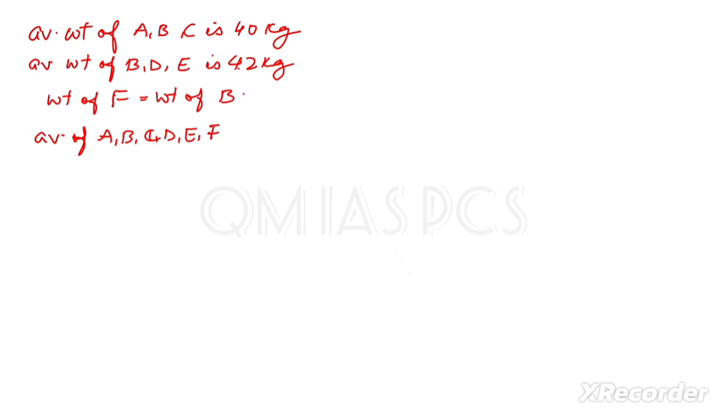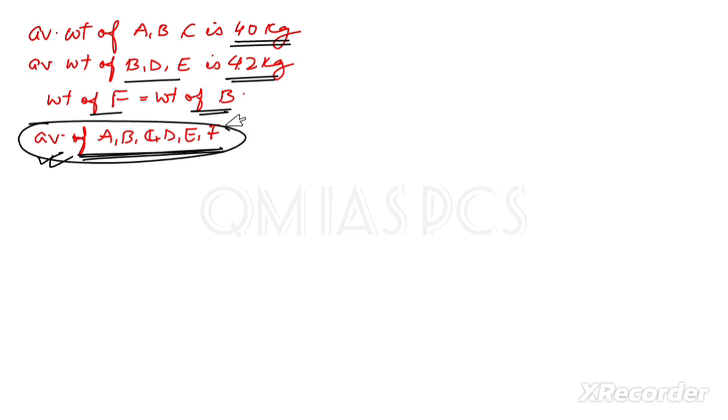So this was our question from UPSC 2022. Average weight of A, B, C is given like 40 kg. Average weight of B, D, E was given like 42 kg, and weight of F is equal to weight of B. Now we have to find the average weight of A, B, C, D, E, F. All 6 persons, we have to find the average weight, right? Whenever the question is given, just see what is required: the average of A, B, C, D, E, F.